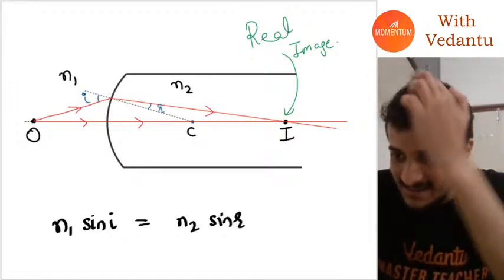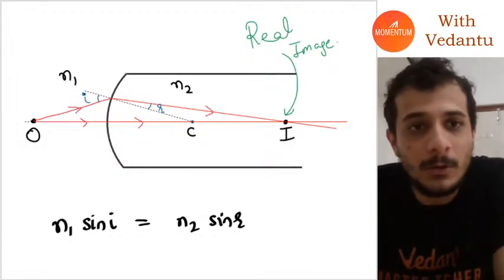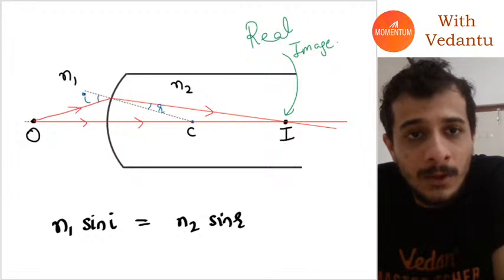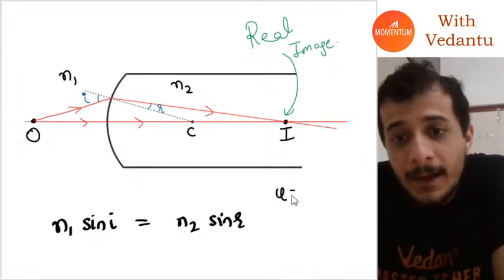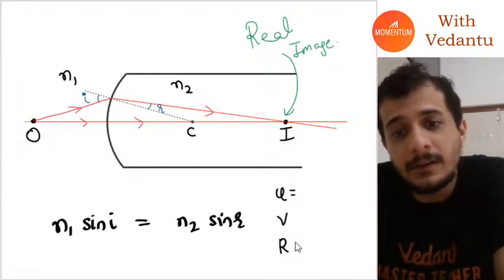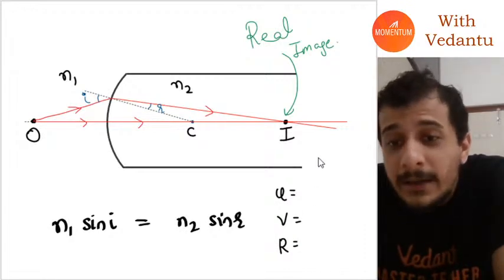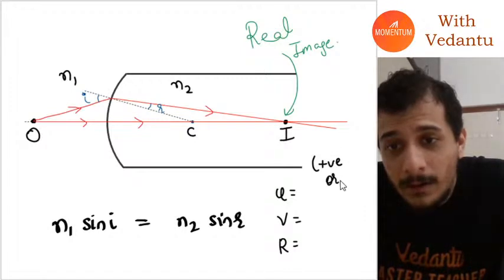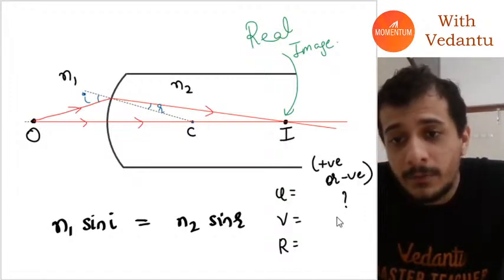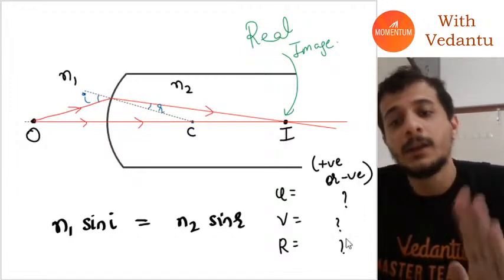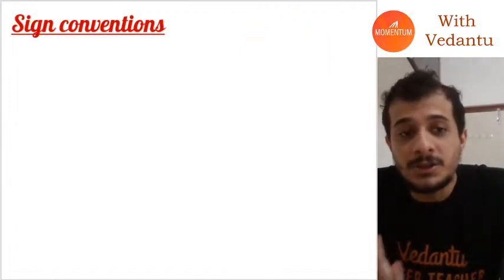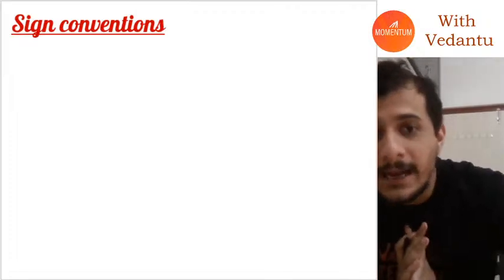So anyways, guys, let's talk about the sign conventions. Here, if we are going to talk about the object distance, the image distance and the radius of curvature, what do we take their signs as? Positive or negative? For that we have something called sign conventions.